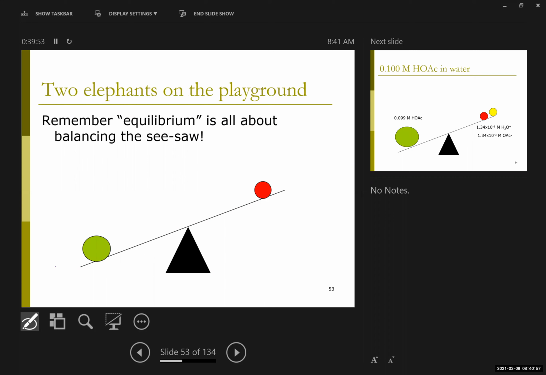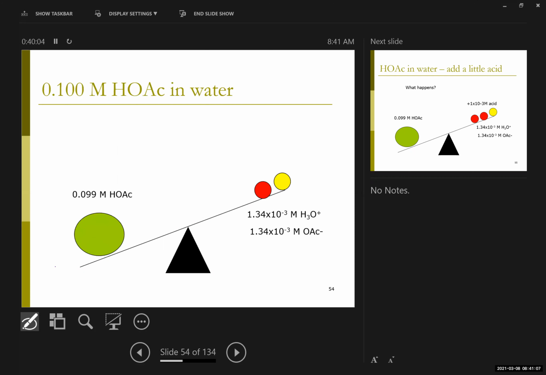I usually describe this in terms of a seesaw, because my equilibrium attempts to be a balance between the products and reactants. If you look at my normal balance when I just have acetic acid, that 1.8 times 10 to the minus 5 equilibrium constant was achieved with a tiny amount, relatively speaking, of hydronium and acetate. There's about a 1% dissociation of the acetic acid in water.